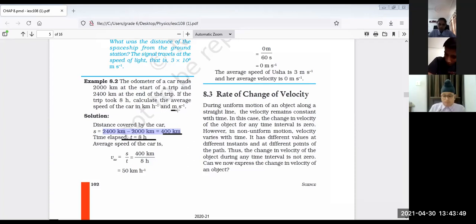Now they also said to convert it into meter per second. Now we also have to convert this into meter per second. How will you do it?